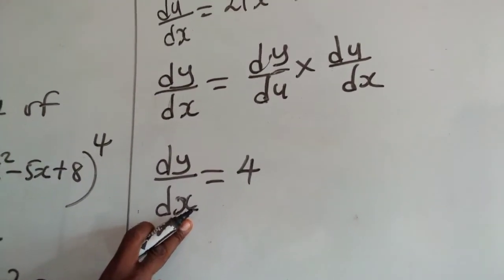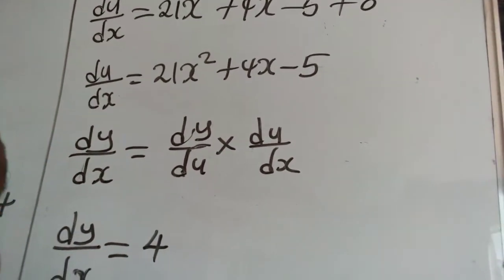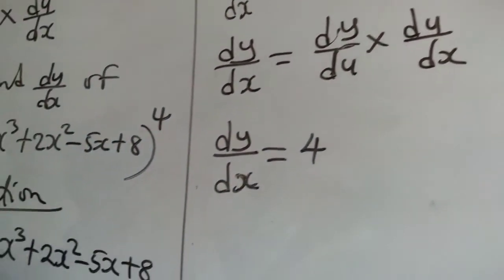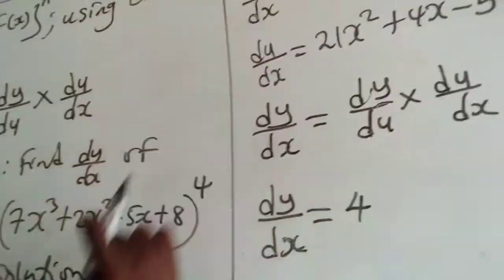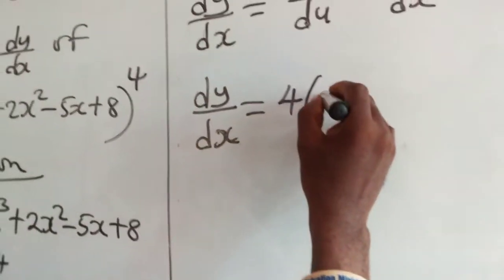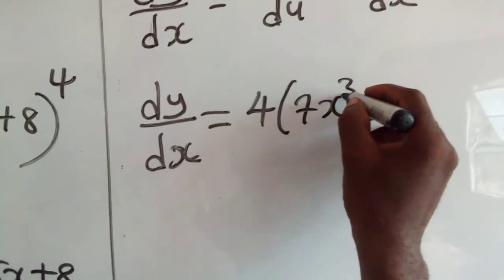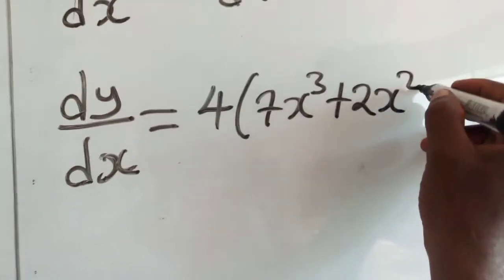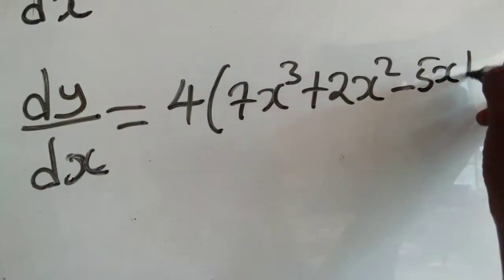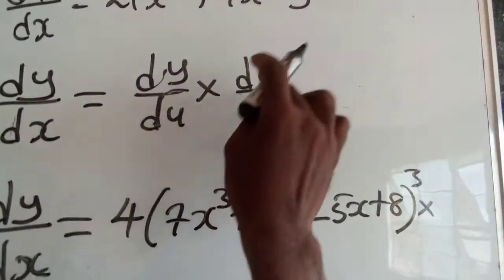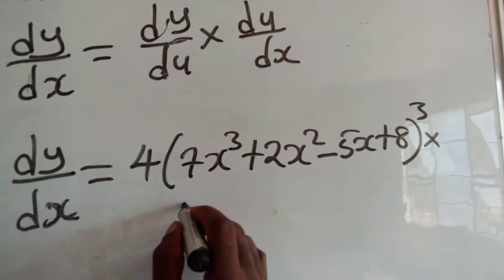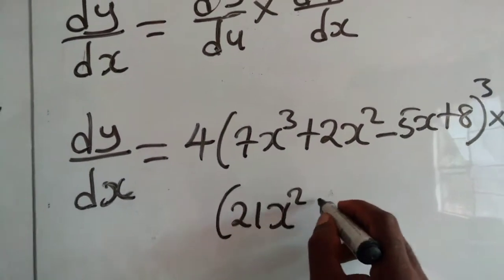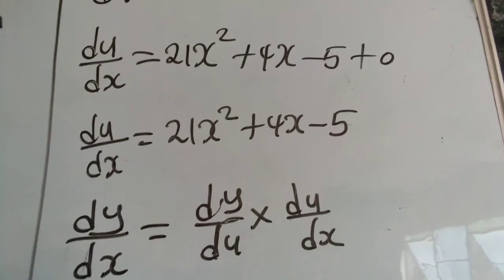So what do you do? You have a relationship between u and s, and that is here. Your u is this in terms of s. So instead of writing u, you will now write the whole of this. You say 7s^3 + 2s^2 - 5s + 8, now raised to the power 3. Then times du/ds, which is the whole of this, so times 21s^2 + 4s - 5.